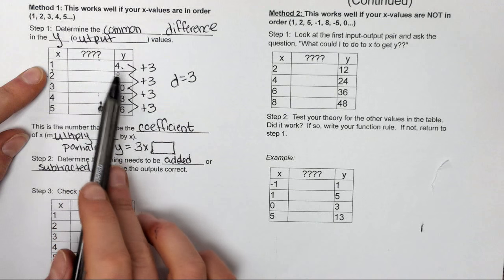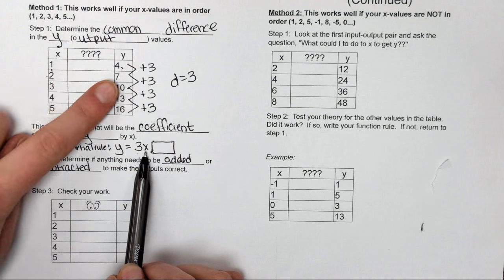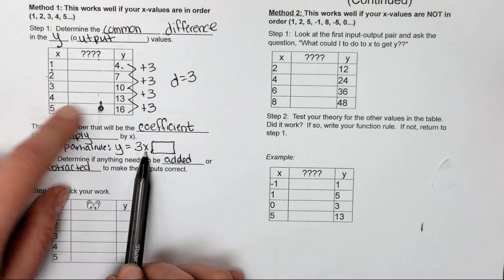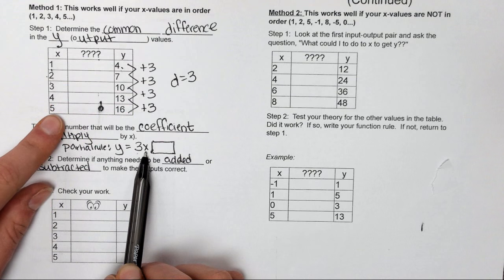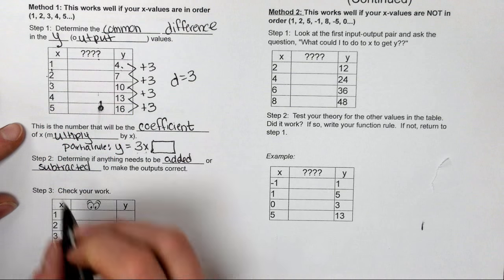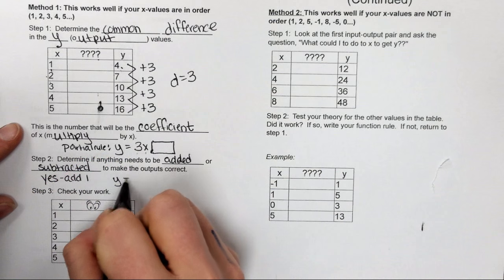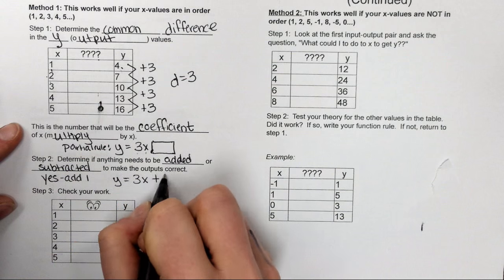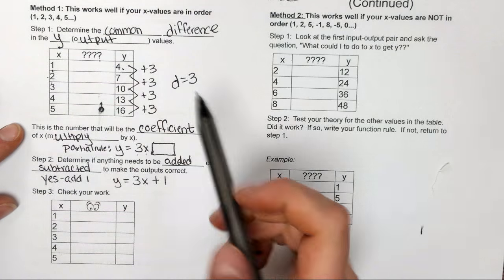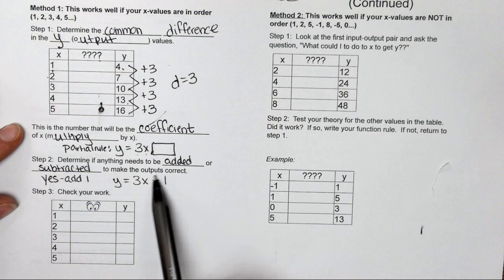3 times 1 gives me 3, but not 4. 3 times 2 gives me 6, but not 7. 3 times 3 gives me 9, but I need 10. 3 times 4 gives me 12, but I need 13. 3 times 5 gives me 15, but I need 16. So I would have to add an additional 1. So my final rule would be y equals 3x plus 1, and that's what would go in that space here. So this common difference becomes your coefficient, and then you have to do a little bit of testing to see if anything else needs to be added or subtracted.